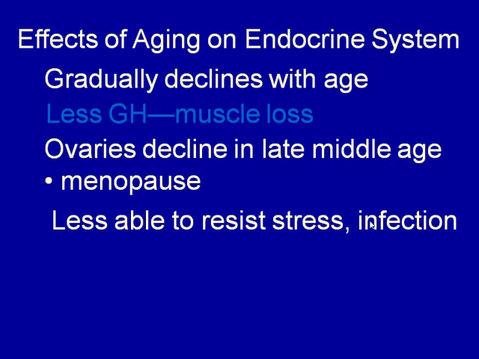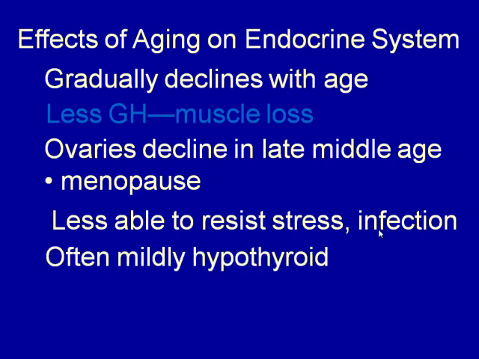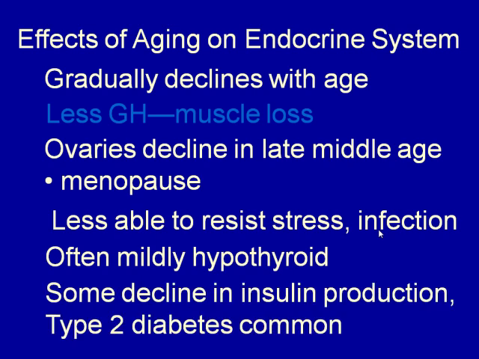Overall, we're less able to resist stress and infection as we age, which probably is an indication that the adrenal glands slow down a little bit. Older people are often mildly hypothyroid, frequently not enough to be treated, but just enough that it takes a few fewer calories to maintain their weight. What they were eating 10 years ago now seems to have them put on a pound or two. There is some decline in insulin production, and type 2 diabetes is much more common in older people.